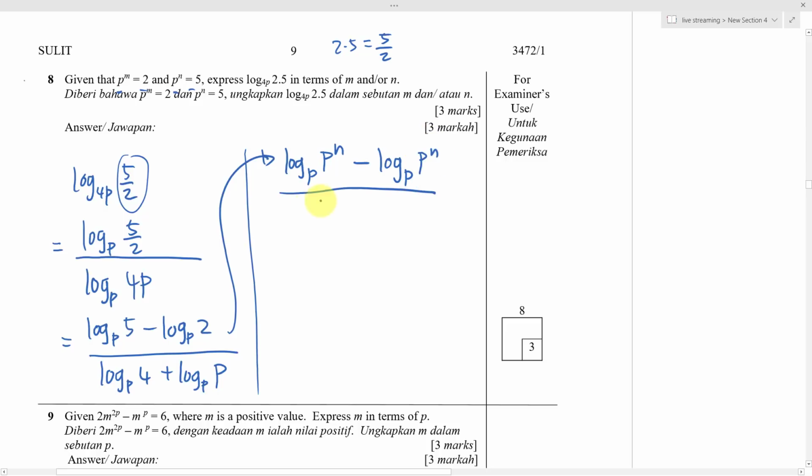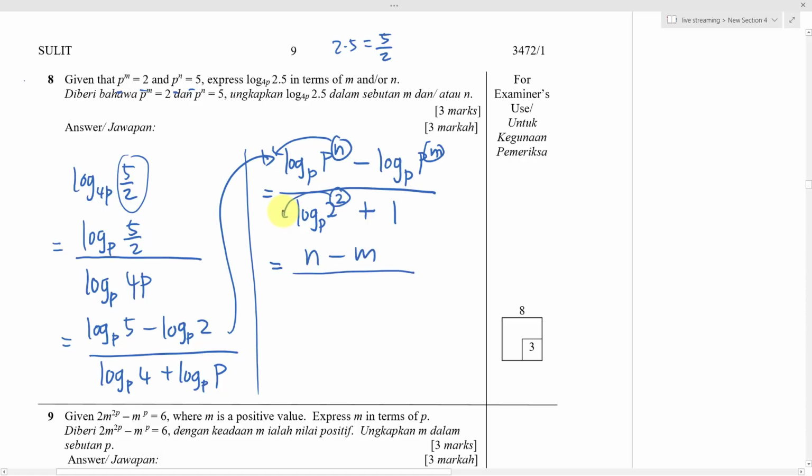Alright, so this one, what is log p2? Log p4 is log p2 squared, isn't it? Plus log pp, which is 1. And log rule tells me the power I can move to the front, right? By the way, this one should be m, right? Which one is 2? This one should be m. So the top should be n minus m. Your log pp is equal to 1.